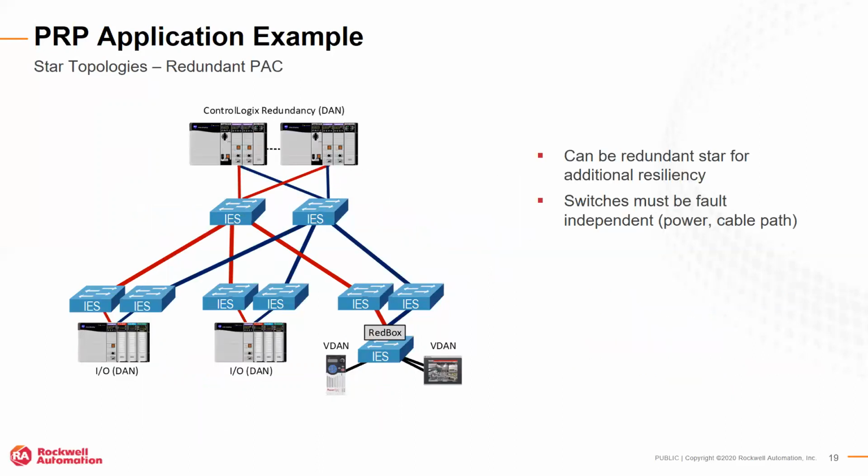Another use case or topology application example would be a star or a redundant star. In this example, with the same number of switches as in a dual ring, you could also construct a redundant star like you see here. In some physical applications, it may make more sense to build a redundant star, or in other cases, a dual ring may make more sense. But because this is an Ethernet technology, either topology would work.